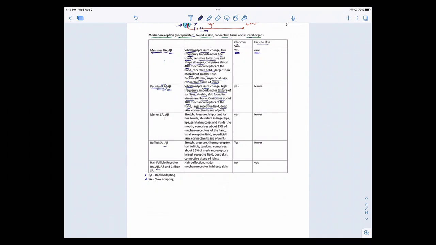You will find the Pacinians in deep skin. The Meissners are in superficial skin, and the Pacinians are in deep skin. Again, you're going to find them in the connective tissue of joints, so they're also important for our sense of joint position, which then flows into our conscious proprioception, where our body parts are. Most of the Pacinians are going to be in your glabrous skin.